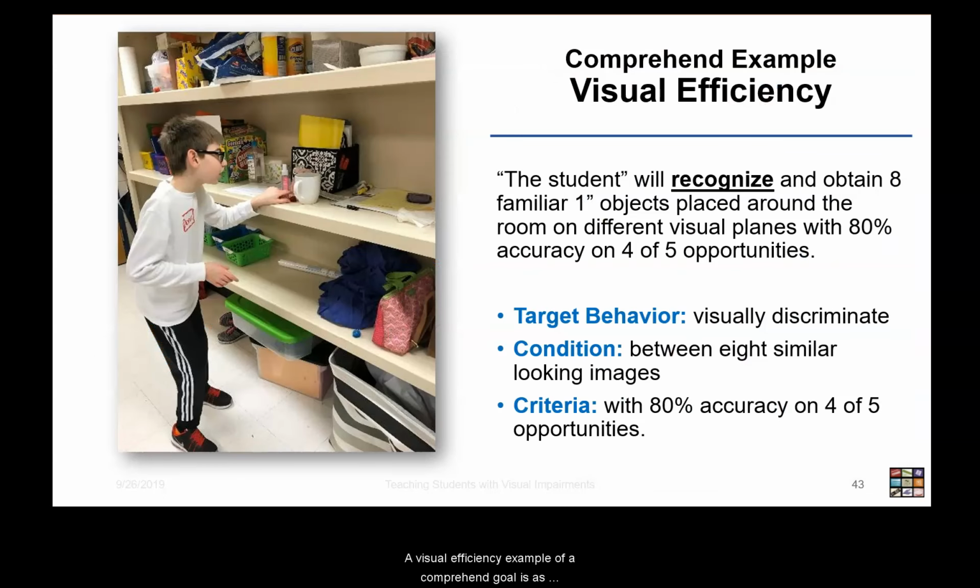A visual efficiency example of a comprehend goal is as follows. The student will visually discriminate to locate and match between 8 similar-looking images with 80% accuracy on 4 of 5 opportunities. In this example, the target behavior is visually discriminate. The condition is between 8 similar-looking images, and the criteria is with 80% accuracy on 4 of 5 opportunities.